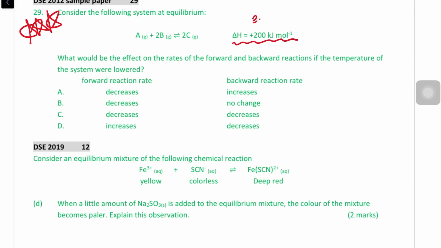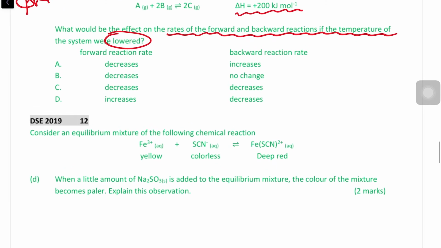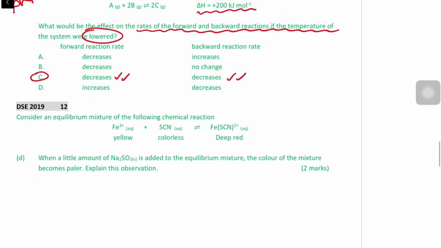Here it shows the forward reaction is endothermic. So what will be the rate for the forward and backward reaction if the system is at a lower temperature? Now, please forget everything about the equilibrium first. In the section on reaction rate, if you get a lower temperature, both reaction rates, forward and backward, will decrease. So the answer should be C.